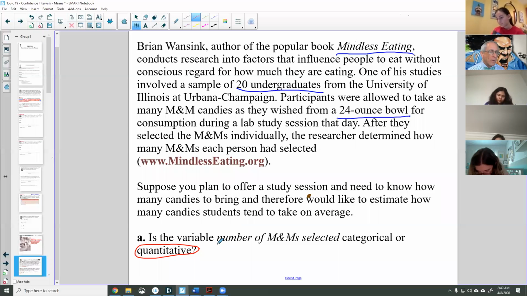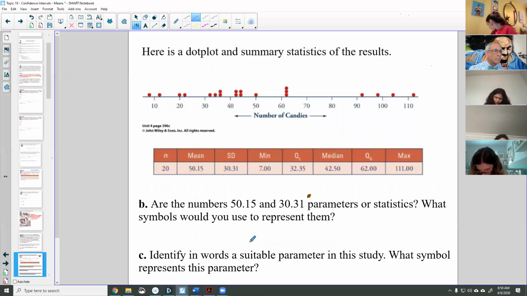Yeah, it's a number. We're counting something. We're not dealing with a proportion. We're not saying how many blue M&Ms do people take, or what proportion of blue M&Ms there are. We're saying how many M&Ms do people take? We are looking for a quantitative number. We're not saying a lot, a medium amount, not that many. That would be categorical. But we're saying exactly how many M&Ms people tend to take. Okay, so quantitative variable. Oh, and look, we have a dot plot of the results.